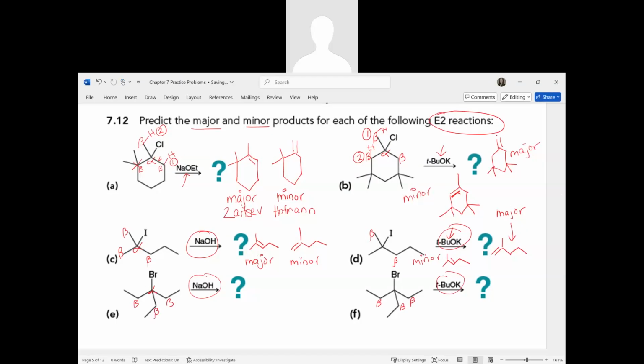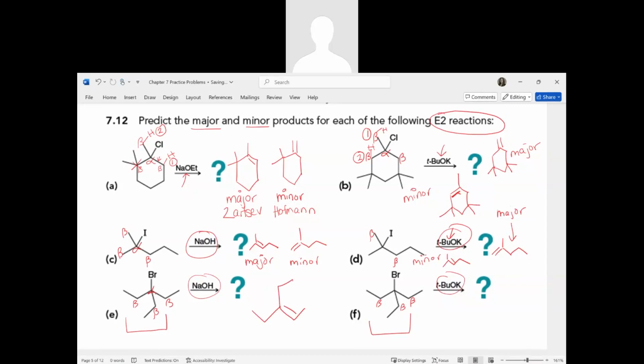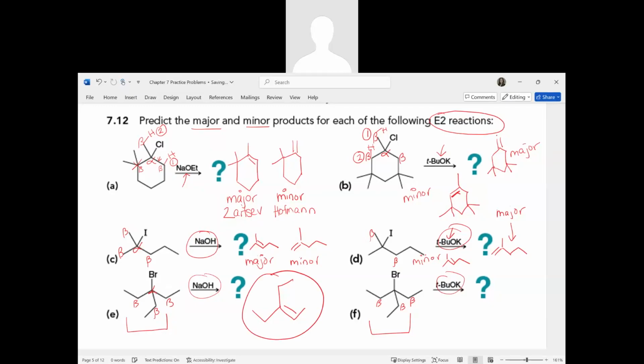So actually, we're only going to produce a single product for any of the reactions that would occur with this substrate here, since it's the same substrate, and all of the beta protons are identical. So for both of these reactions, we would produce a product that looks like this, which would be the only product, again, for both this reaction here and reaction F.